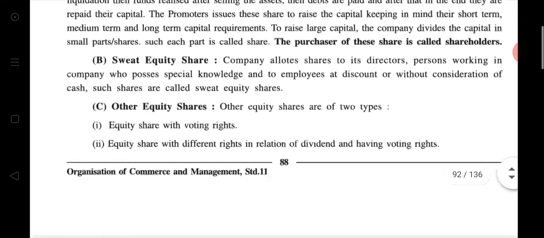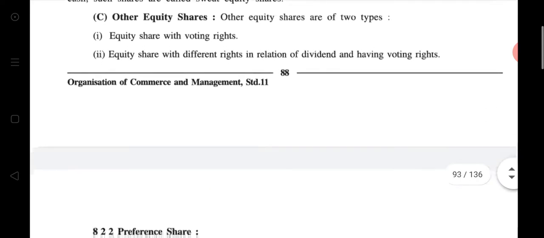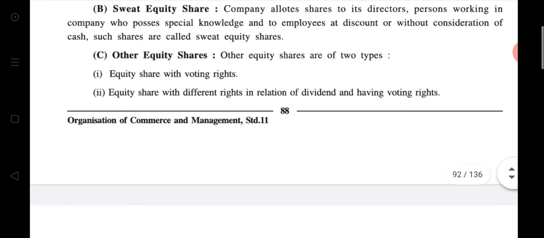Then the next one is other equity share. Other equity share has two types. First, equity share with voting rights, and equity share with different rights in relation to dividend and having voting rights. These two types do not need to be understood in detail because they are not in your course. So just remember the two names only.